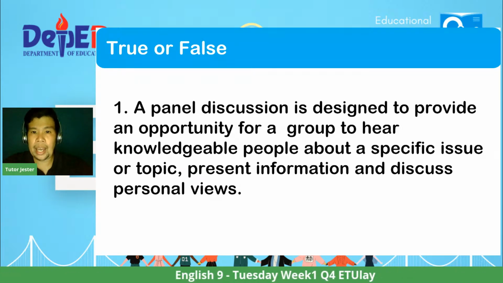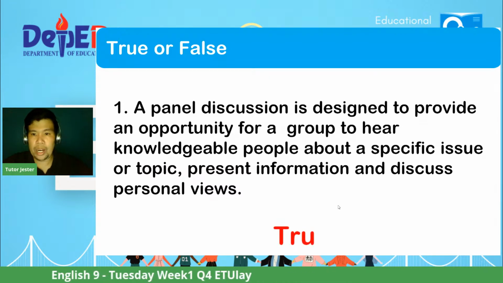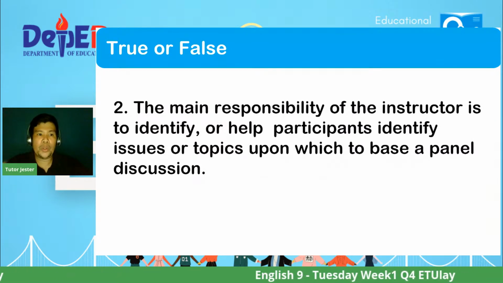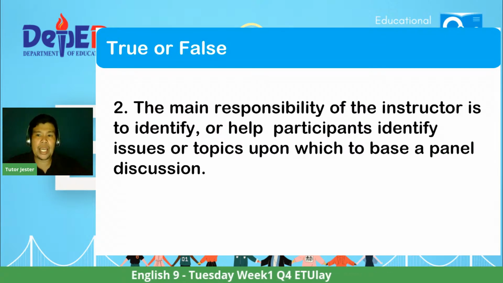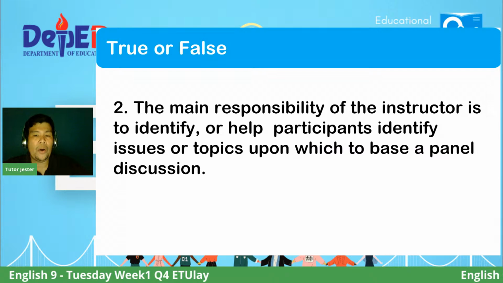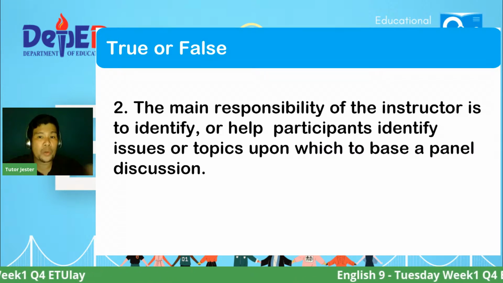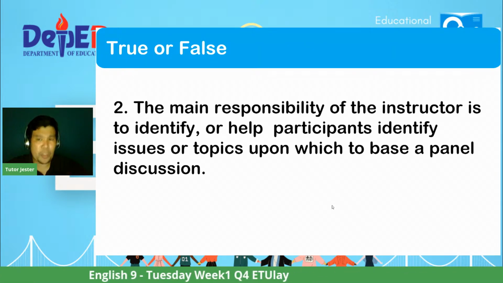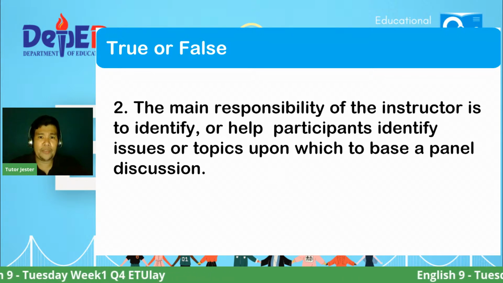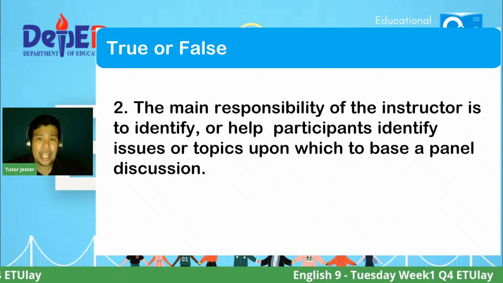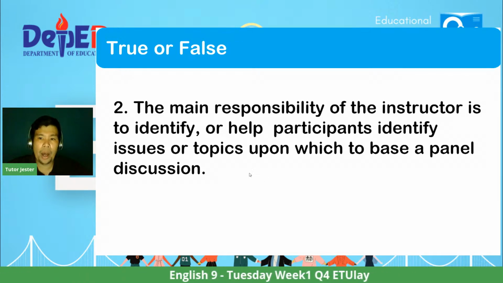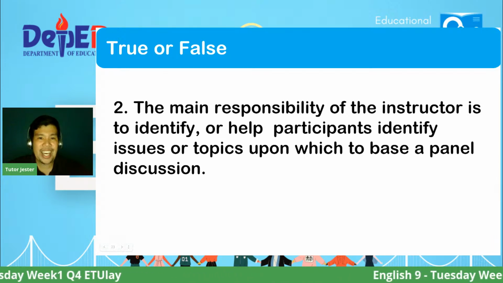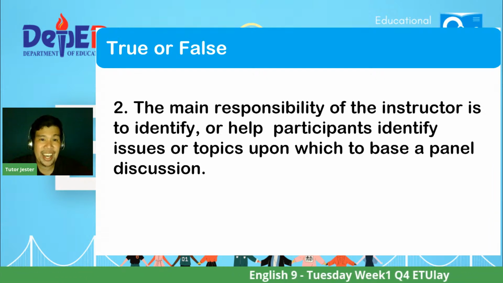Okay, all right. It's indeed true. Kulang ng spelling letter ng number natin. Ano? However, let's have it. Number 2. The main responsibility of the instructor is just to identify or help participants identify issues or topics upon which to base a panel discussion. What is your answer for this? Is it true or false? Anyone?